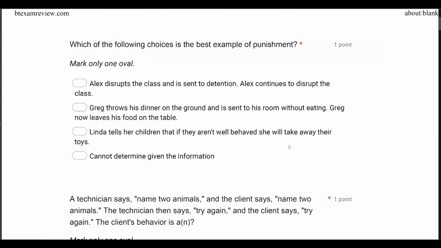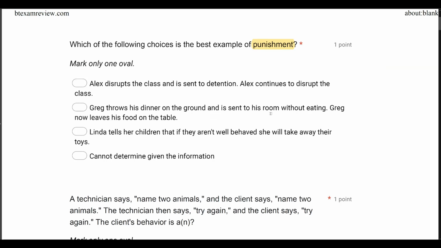Which of the following choices is the best example of punishment? What is punishment? Punishment is a consequence following a response that decreases the future occurrences of that response. That's what we need to look for. A consequence that decreases the future occurrences of the response that follows. Alex disrupts the class and is sent to detention. So disrupts the class, response; consequence, detention. Alex continues to disrupt the class. Was detention punishing? No. Why not? Well, it didn't decrease it. If it doesn't decrease, it isn't punishment.